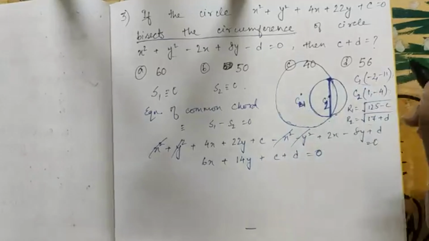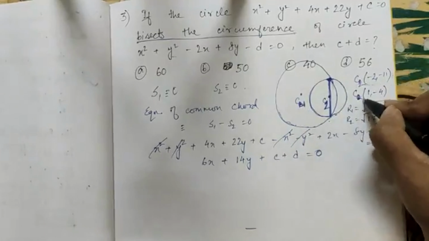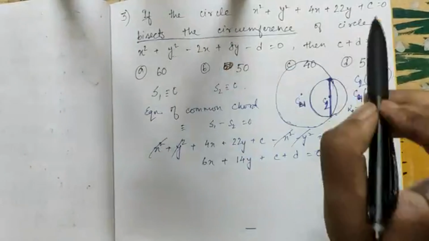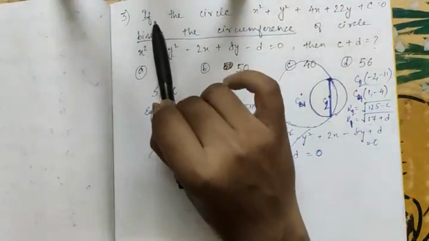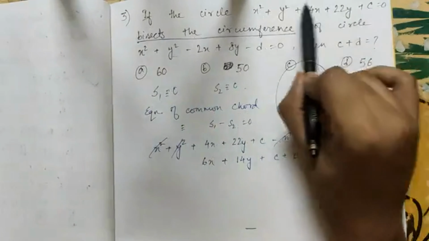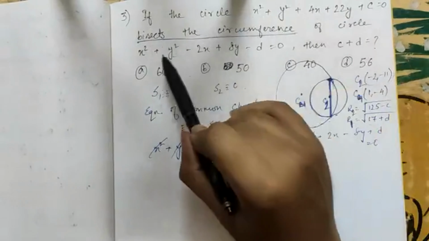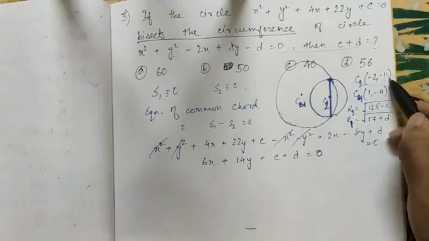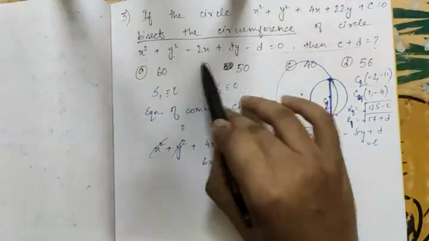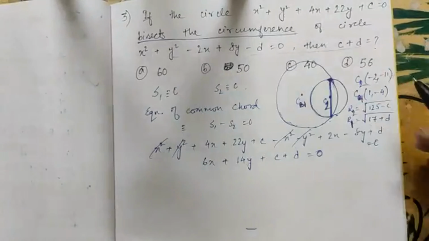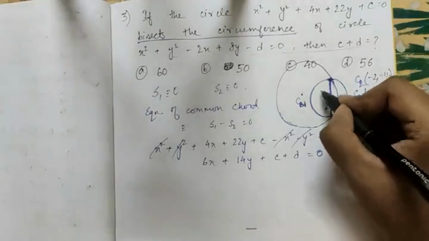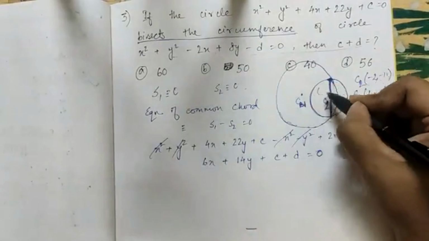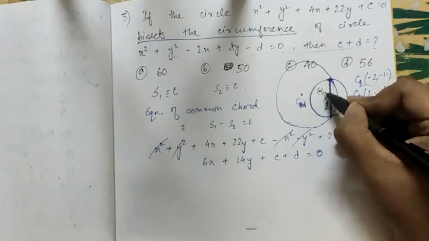Okay, the bigger circle will be c1. So just check over here. Okay, just interchange. Why I am changing this: in the question it was given that the circle this one bisects the circumference of circle this one. That means the circle with center minus 2 comma minus 11 is bisecting the circumference of the circle with center 1 comma minus 4. So the circle whose circumference is getting bisected will have center 1 comma minus 4.